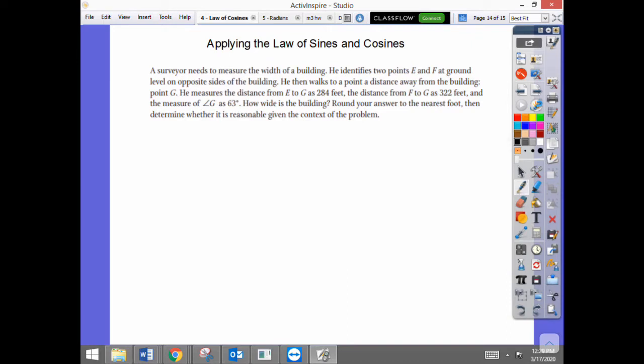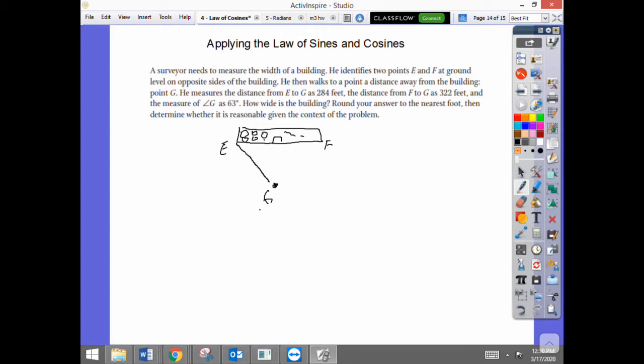So anytime you have a problem like this, especially in trigonometry or geometry, the first thing I like to do is draw a picture. I'm going to imagine this is kind of a wide building. Here's a door, here's all its windows. So the surveyor has identified one side as E and the other side as F. He then walks to a point away from the building, let's put it right there, and call it G.